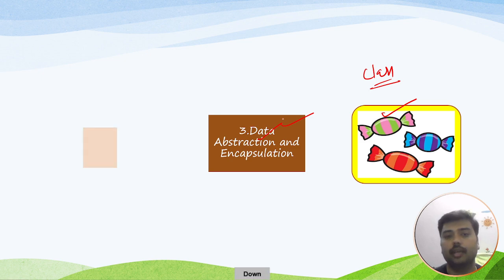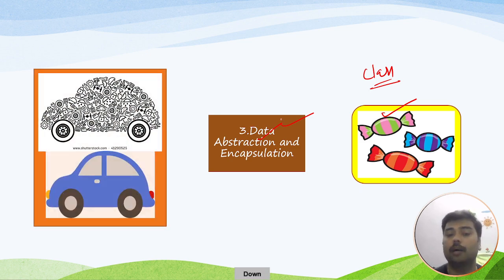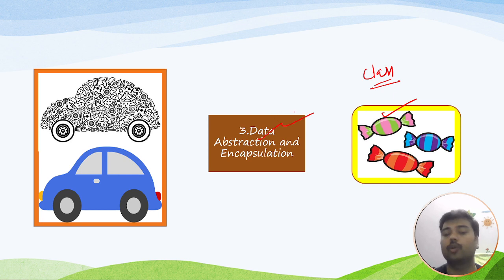Data abstraction is another kind of property: providing the essential features without including the background details. That is known as data abstraction. In this example, behind the car body or car structure there are so many mechanical parts, but for the user we have only the essential parts to drive the car. That is data abstraction. Similarly, in programming, a class is an example of data abstraction because we have only an object of the class, and with that object we can use the members of the class.